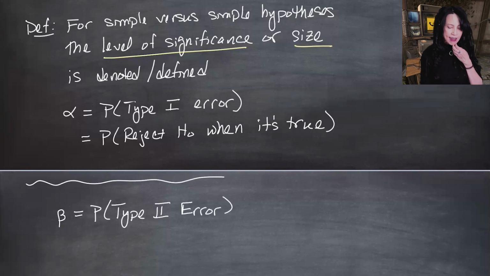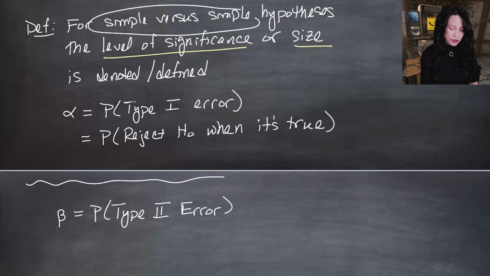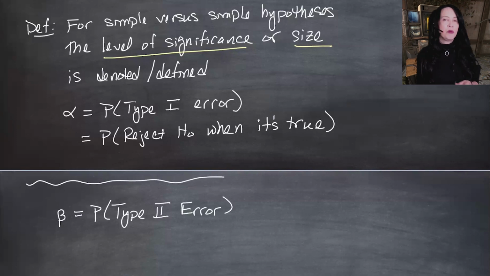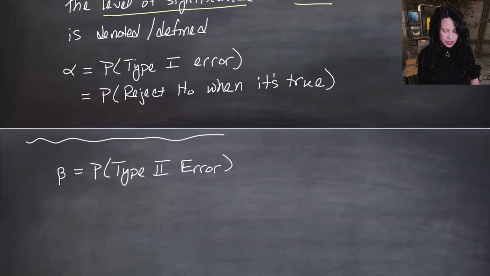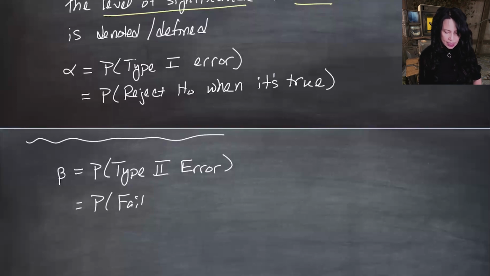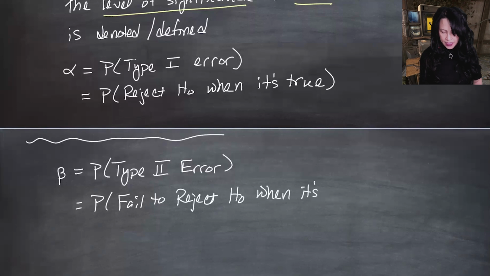I want to emphasize again that these definitions are for the simple versus simple cases, and you'll see why we need another definition, which will be equivalent to this when we move to composite hypotheses. The type 2 error says, in the case that the null hypothesis is false, you failed to reject it. So this is the probability you fail to reject the null hypothesis when you should have because it is false.